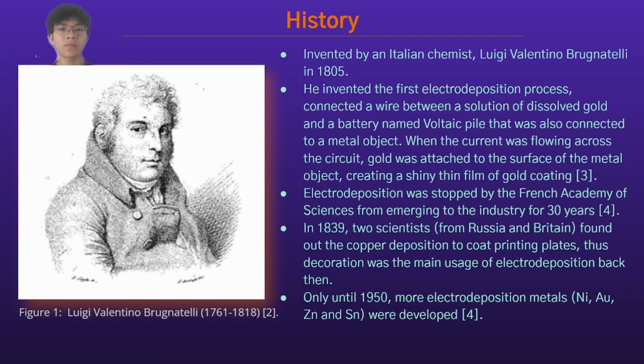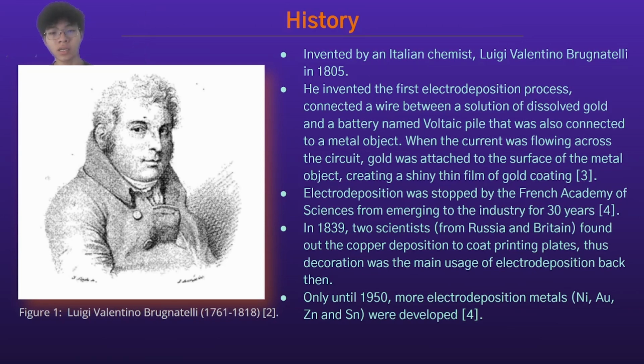Electrode deposition was invented by Italian scientist Luigi Valentino in 1805, who connected a wire between a solution of dissolved gold and a battery named voltaic pile that was also connected to a metal object. When the electric current was flowing across the circuit, the gold was attached to the surface of the metal object, hence creating a shiny thin film of gold coating. However, electrode deposition was stopped by the French Academy of Science from emerging into this industry for 30 years.